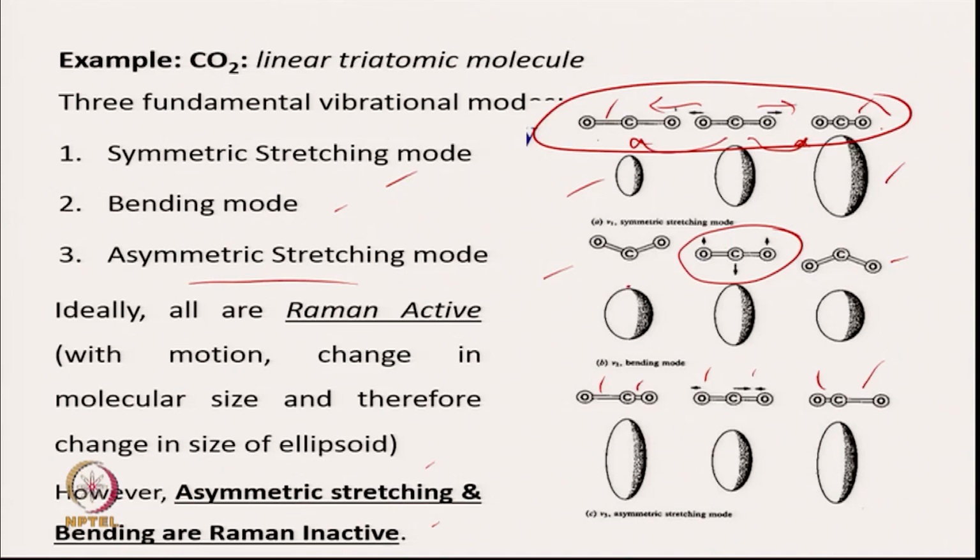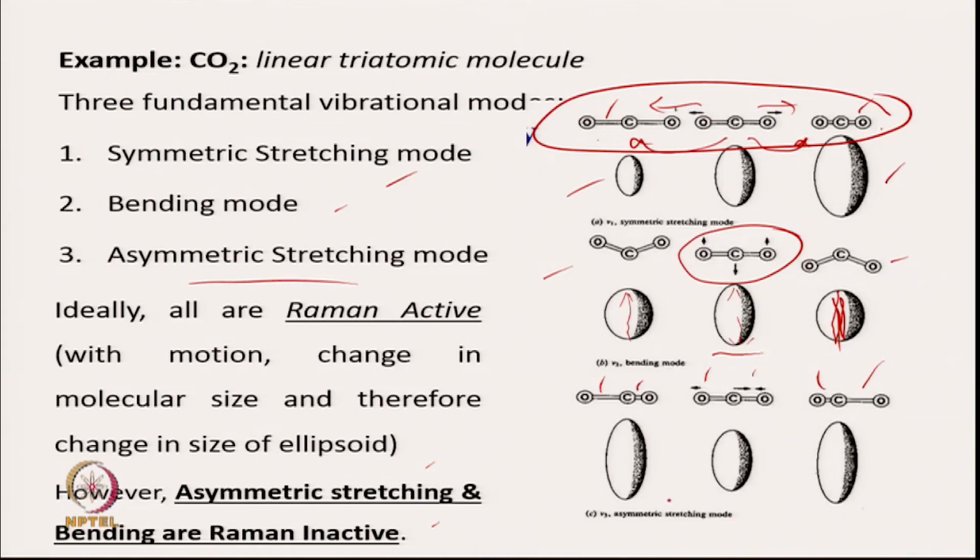Similar is the case with the bending mode. In the bending mode you can see that your cloud is elongated. That means polarizability along the major axis is smaller, whereas in this case polarizability along this direction is higher compared to the normal CO2. Same thing here: polarizability along this axis is higher compared to the molecule in equilibrium position.